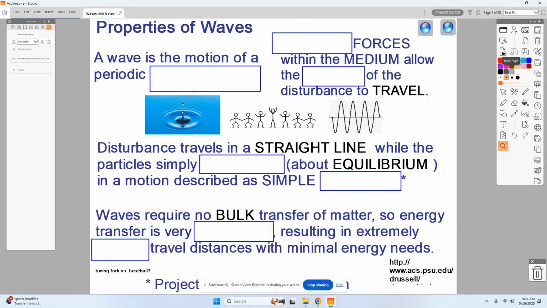All right, I want to do some things with you guys today on just properties of waves, at least starting into this discussion. A wave is simply the motion of a periodic disturbance. So when we create a disturbance, we can allow that disturbance to propagate.